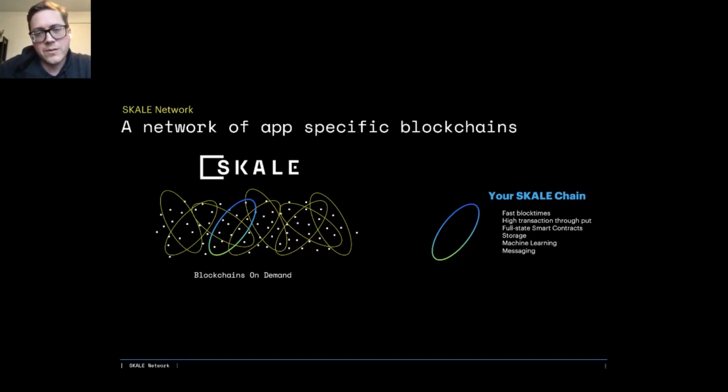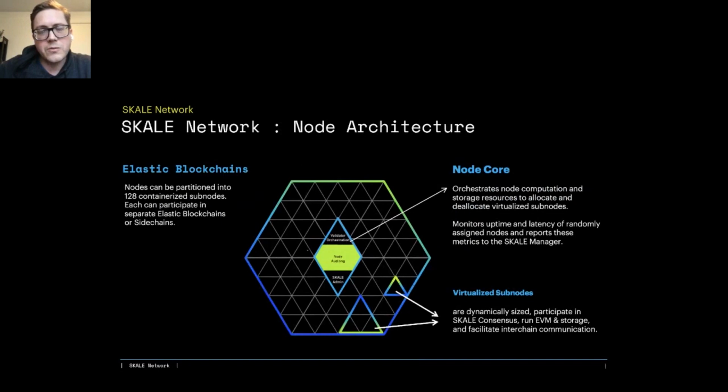To get a little bit deeper into the node architecture, each node that is supplied to the network by a validator that registers with Scale Manager runs the Scale Network software, or Scale Node software, on their machine or their bare metal machine. And at the core of this node core is part of the functionality that helps allocate compute, memory, and storage resources from the machine itself to help power the Scale chain. And the resources of a node can be provisioned out to up to 128 individualized containerized subnodes.